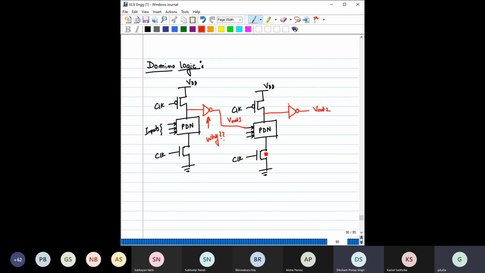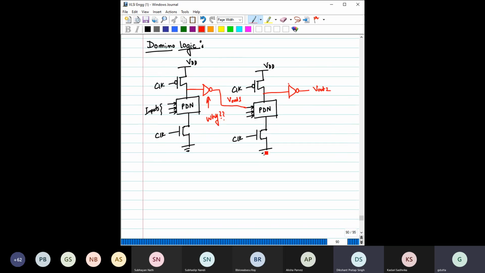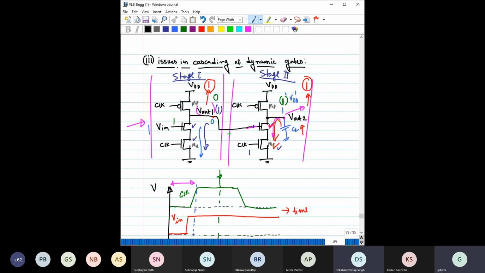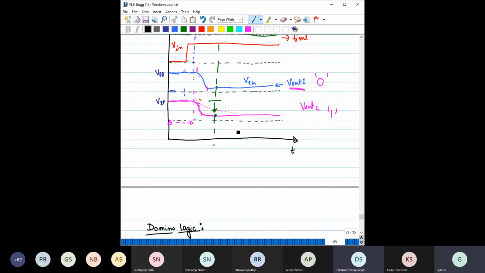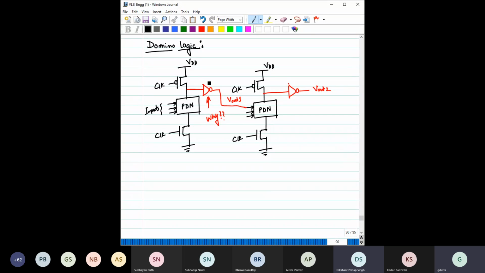To solve that, a new type of logic has been proposed, called domino logic. This domino logic is not very difficult. You have this network, similar to what we have discussed here if you just remove these inverters. But domino logic says don't connect it like this, just use an inverter in between. This is a static CMOS inverter, not a dynamic inverter.